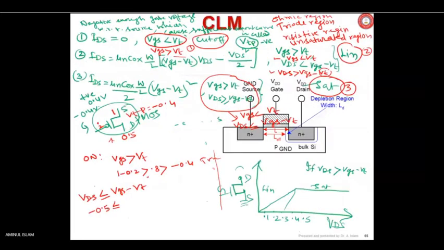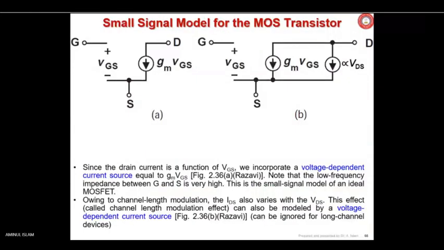Now coming to the small signal model. Now we have understood something about MOSFET. We have to represent the MOSFET in a different way, as a model, the small signal model. As you can see, the equation of current in a MOSFET is sometimes linear, sometimes non-linear. The square law is followed.